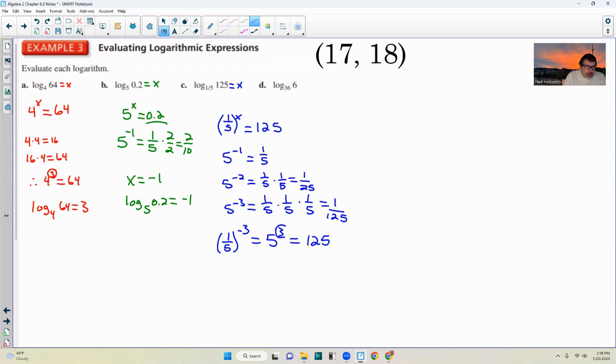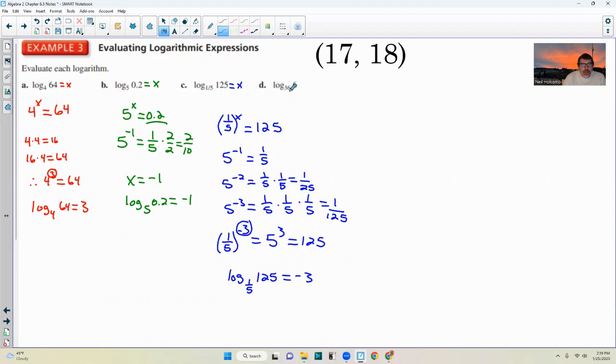So we found our power right here. 1/5 to the -3 is 125. So then I'd finally say the log base 1/5 of 125 is -3. Okay, so be careful with your negatives. You have to remember your exponent rules or you're going to be struggling with this.